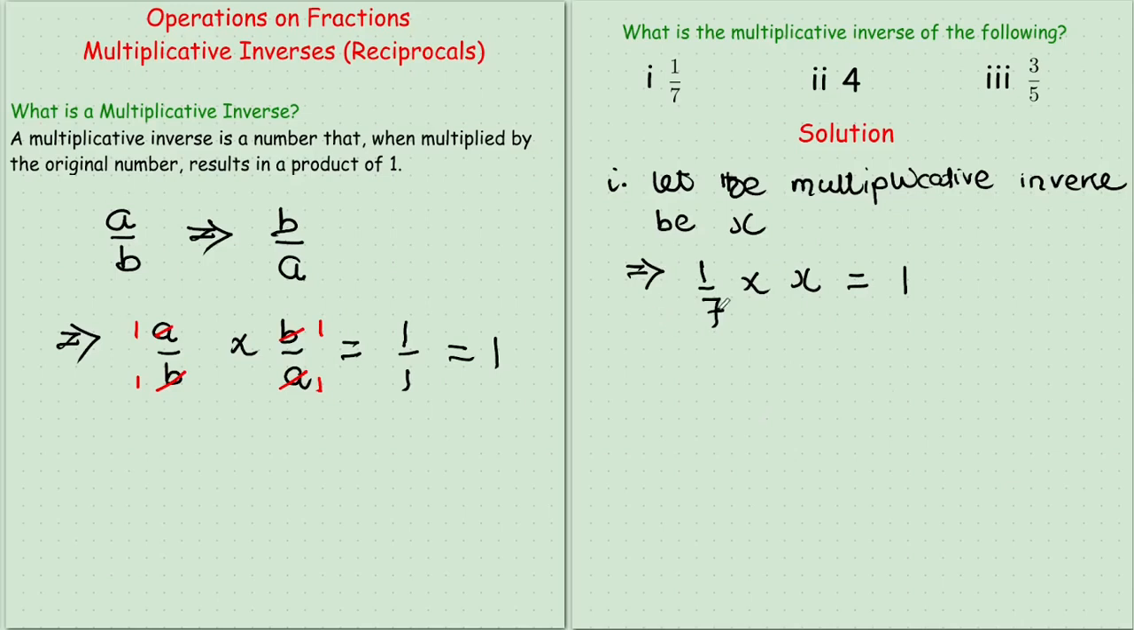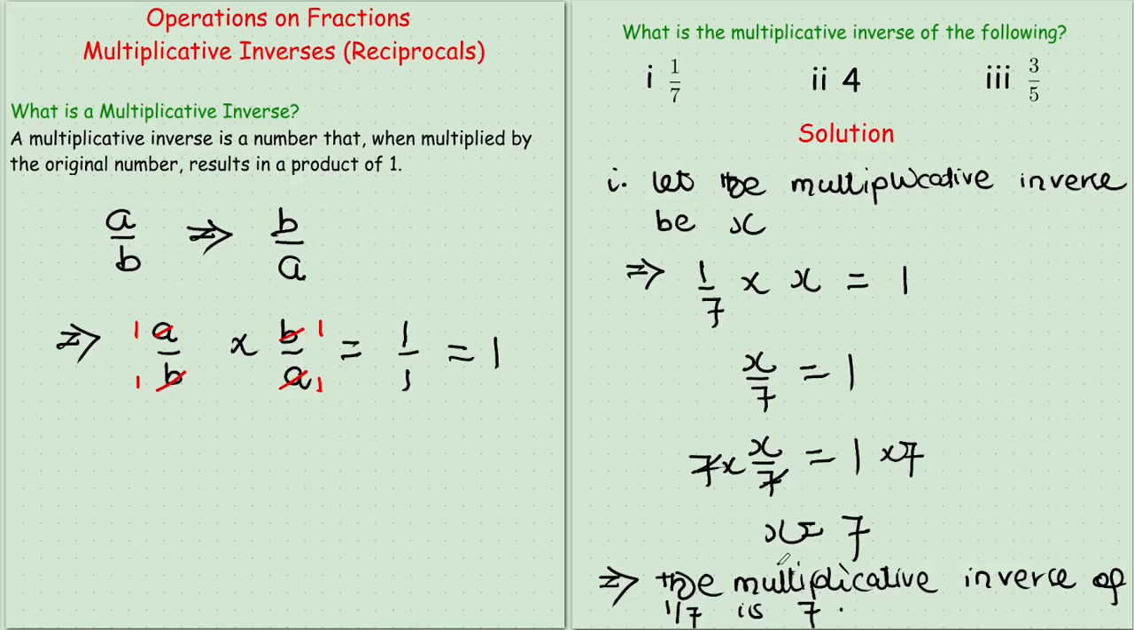So let's simplify what we have on the left hand side. 1 over 7 times x gives us x over 7, which is equal to 1. Then making x the subject, we just multiply both the right hand side and the left hand side by 7, so that we have times 7, then times 7. This 7 cancels out this, and we have x being equal to 7. So with that, we can conclude that the multiplicative inverse of 1 over 7 is 7.